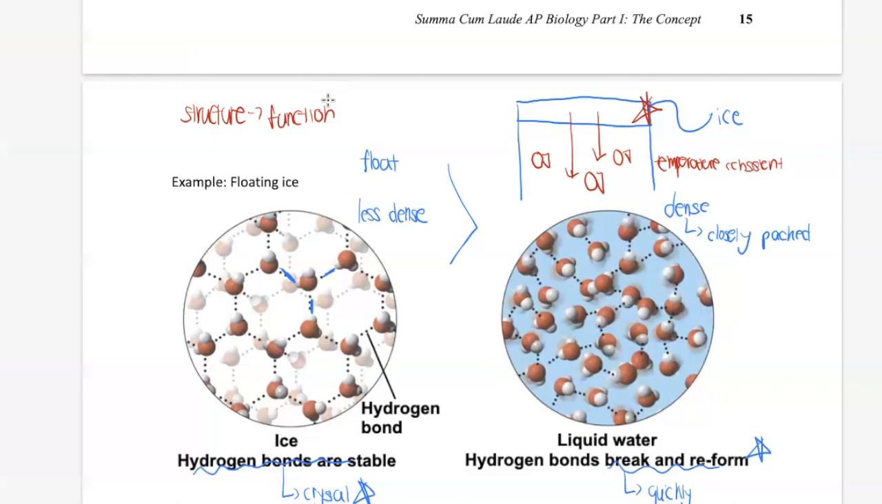So in the next video, we're going to talk about water as well, but a different part of it. We're going to talk about water as a solution and pH in water.